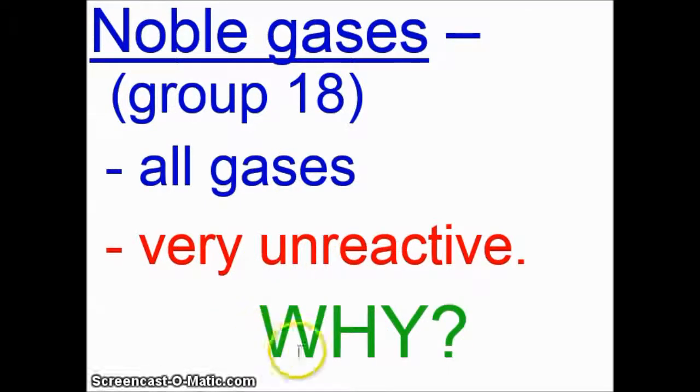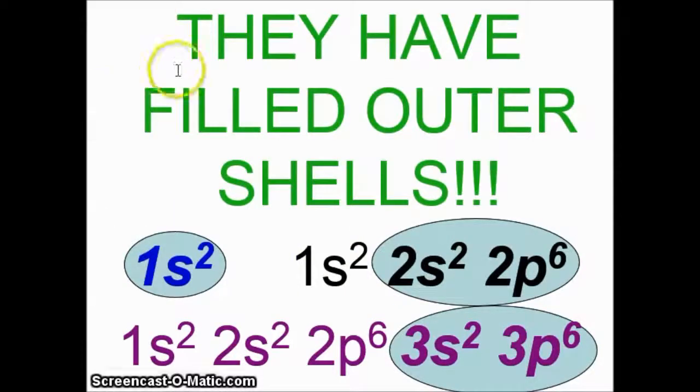And what I want to know is, why is that so? Why is it that they don't react? The answer is that they have full outer shells. If we look, this right here is the electron configuration for helium, 1s2. That is a full shell. Actually, they have complete full shells in every energy level.